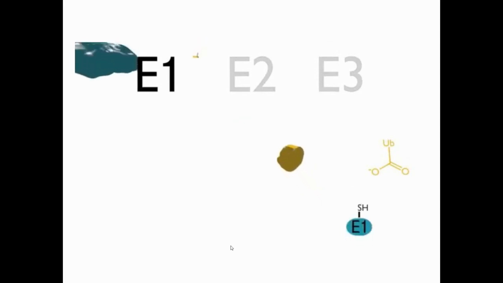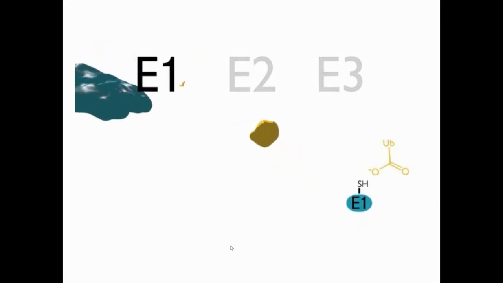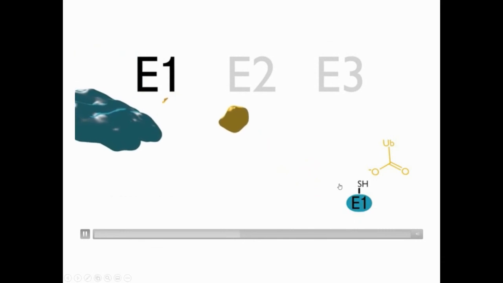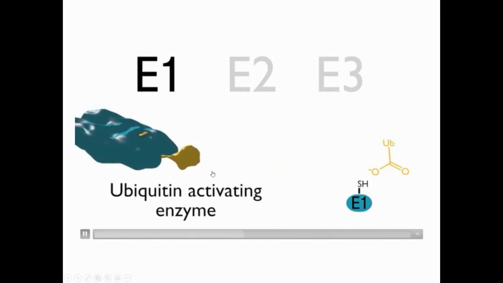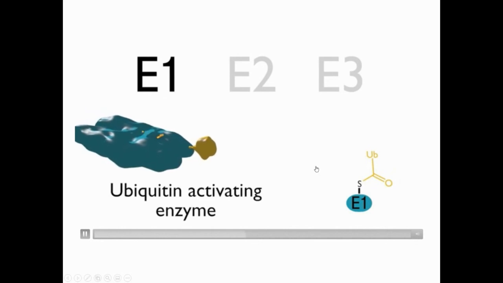Let us now examine the cascade of reactions that lead to ubiquitin attachment to a protein. These reactions are catalyzed by 3 different enzymes known generically as E1, E2, and E3. In the first step of this reaction, the ubiquitin C-terminus is covalently attached by a thioester bond to the active site cysteine of the E1 or ubiquitin activating enzyme. This reaction is powered by ATP hydrolysis.